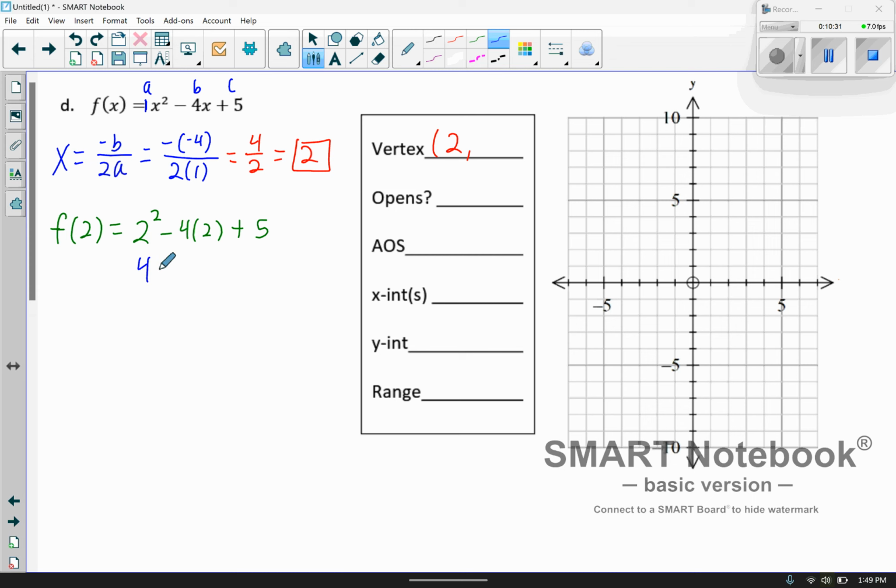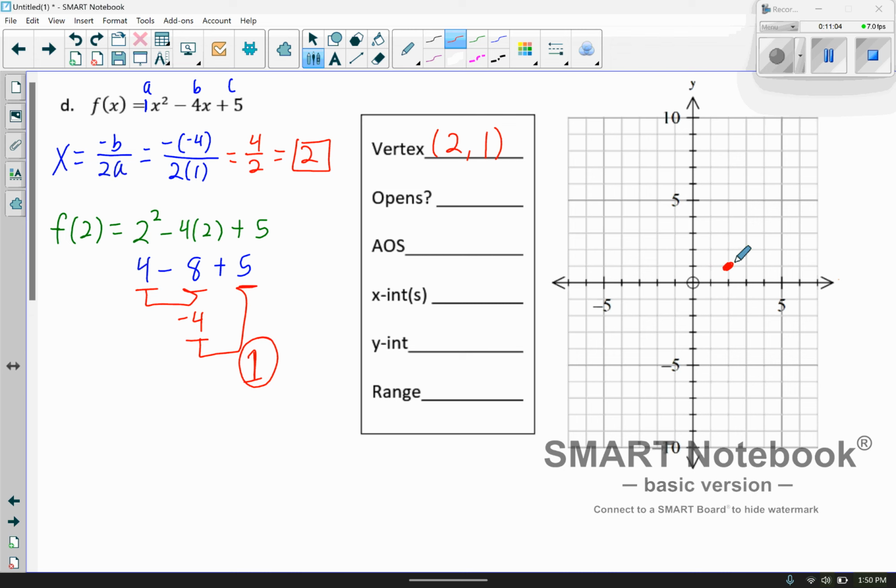2 squared is 4. 4 times 2 is 8. And then we got the plus 5. So let's see, 4 take away 8 is negative 4. Negative 4 plus 5 would be a positive 1. So that whole thing should simplify to a positive 1. So let's look at this. So we're over 2, up 1.